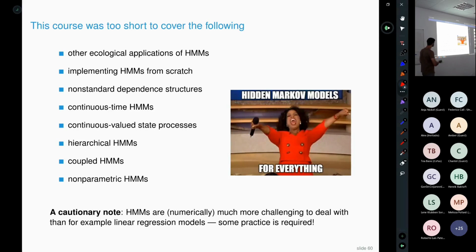Many things you can do: continuous time HMMs, Sina wrote a PhD about that; continuous valued state processes, where you don't have 2 or 3 states, but infinitely many states. So the state goes up and down, but continuously, gradually over time. Not so relevant in ecology, although there are some applications. Hierarchical HMMs, Timo wrote his PhD about that.